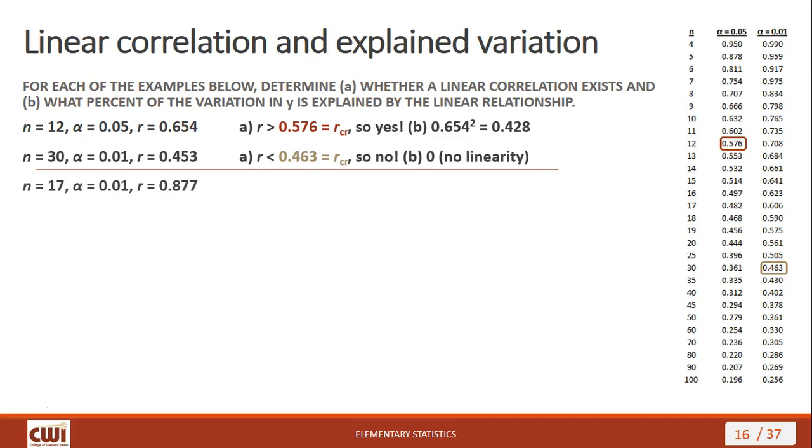Let's look at another example. Suppose we have a sample size of 17, testing again at the 1% significance level, and we find a linear correlation coefficient of 0.877. Determine whether a linear correlation exists and what percent of the variation in y is explained by the linear relationship. I'll give you a moment to determine your answer.